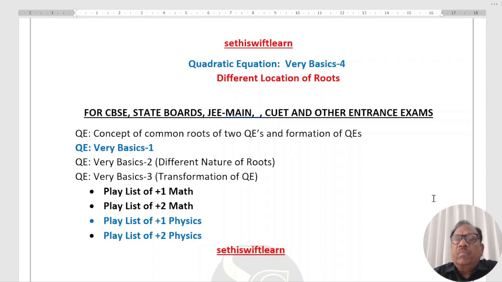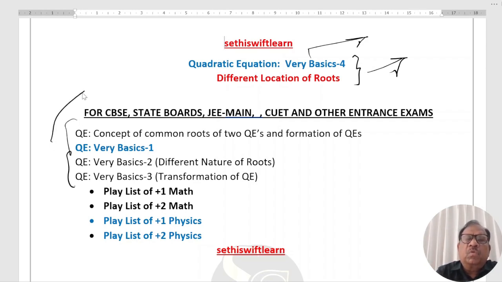Hello students, in today's session of quadratic equations, the topic is different locations of roots, which will be made clear using illustrations. In earlier sessions, we have discussed all these things, which you can review on SethiSwiftLearn.